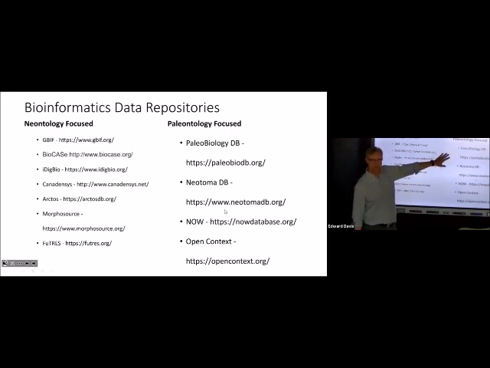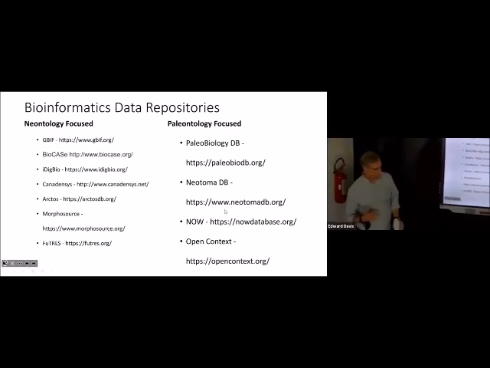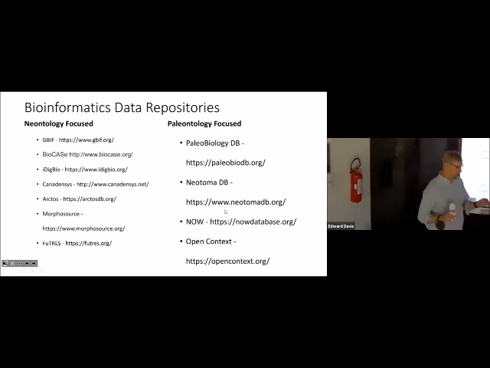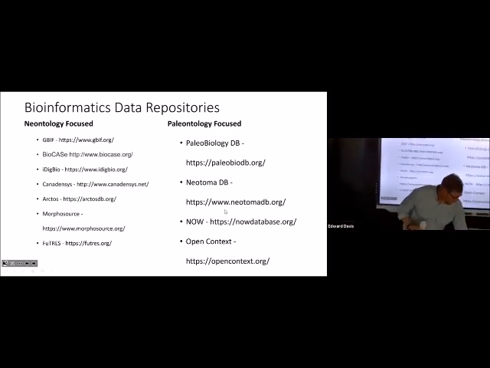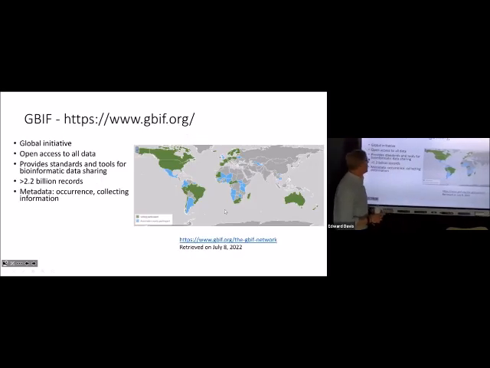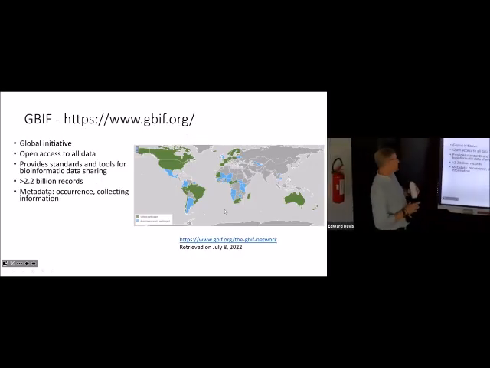The paleontology focused, the Paleobiology Database is kind of the granddaddy of paleontology databases. So that's the place to go first for looking for paleontology data. But then if you're looking for stuff that's younger and you want richer information, the NOW database is one that's focused on Europe, but does have North American and African data. And then Open Context is one that is focused on archaeological contextual data, but has a lot of biological data in it too.